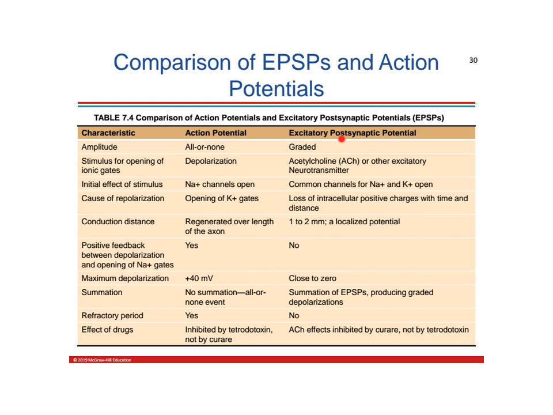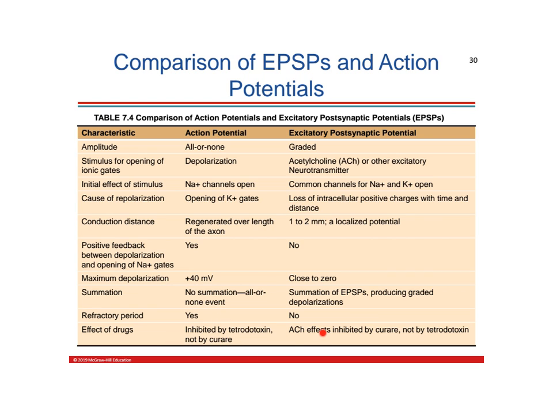Summation: EPSPs can summate, producing graded depolarizations of greater and greater size. And of course, action potentials don't summate. Excitatory postsynaptic potentials do not have a refractory period. So they're different than action potentials in that respect.